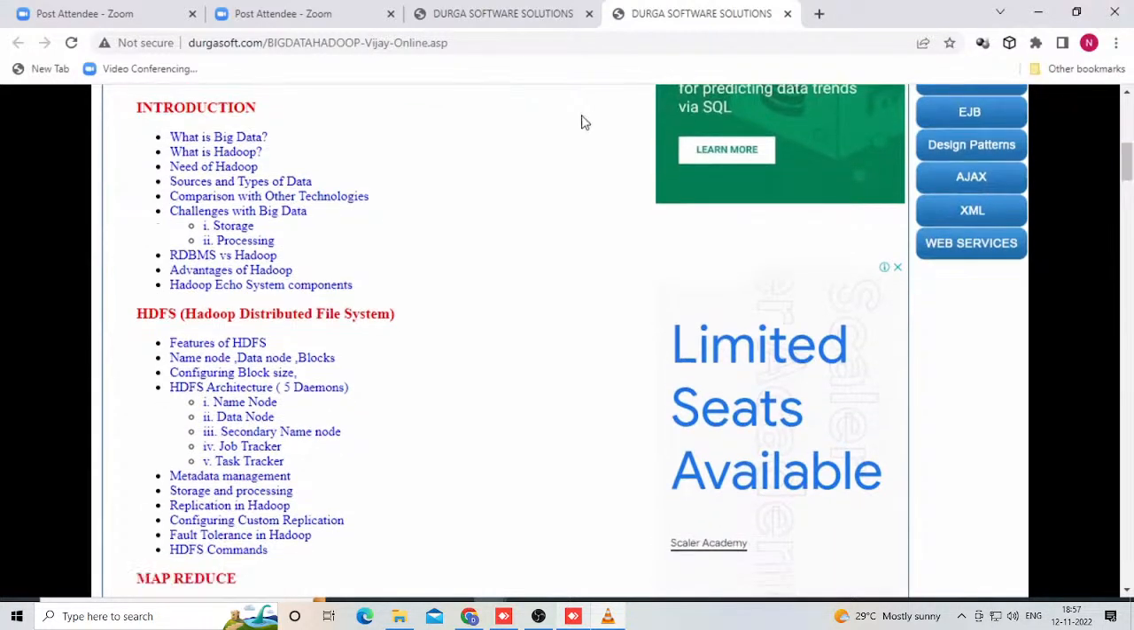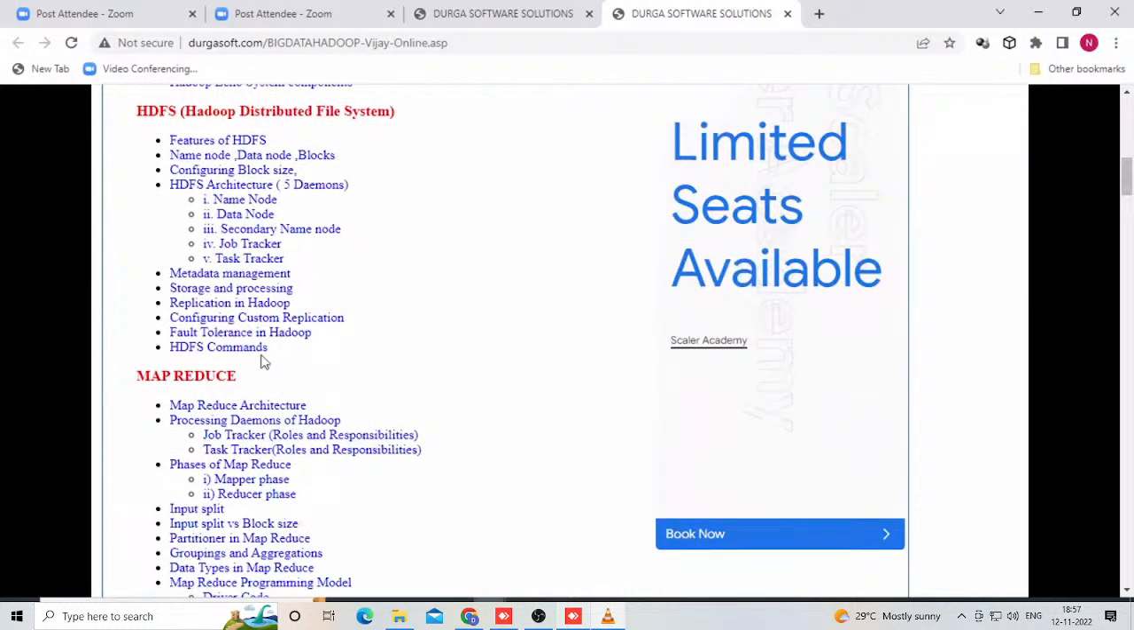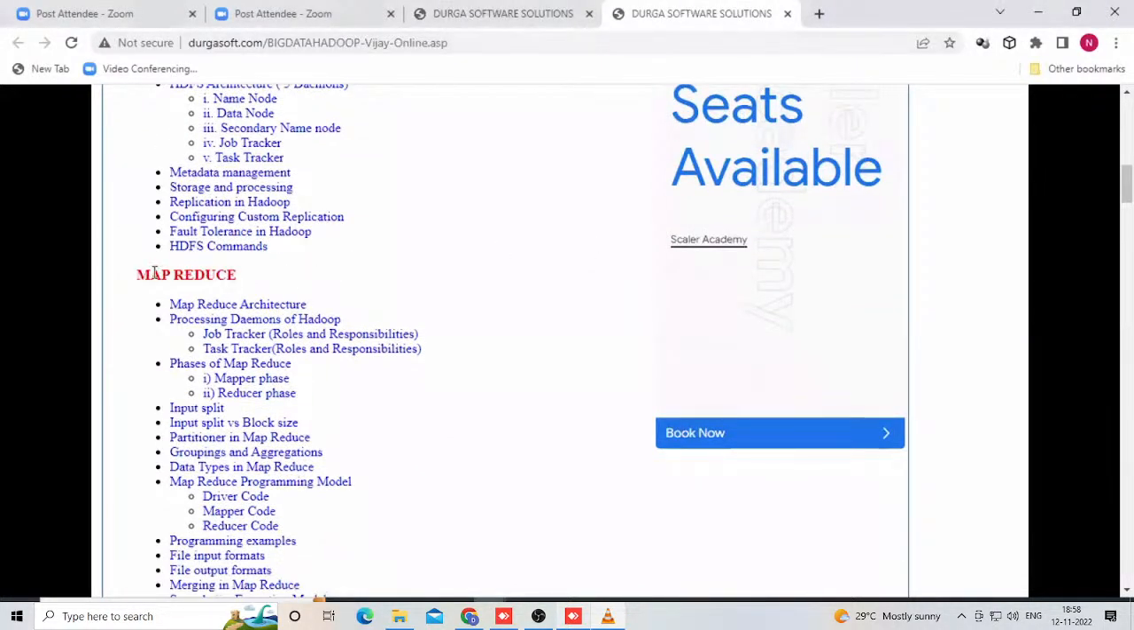So, introduction to big data, challenges in big data, comparison with other technologies, HDFS, Hadoop Distributed File System, and MapReduce for processing. So it is Hadoop development training. Most of it will be concentrating on Hadoop development. Hadoop administration also will be discussed, but most concentration here will be on the development side.